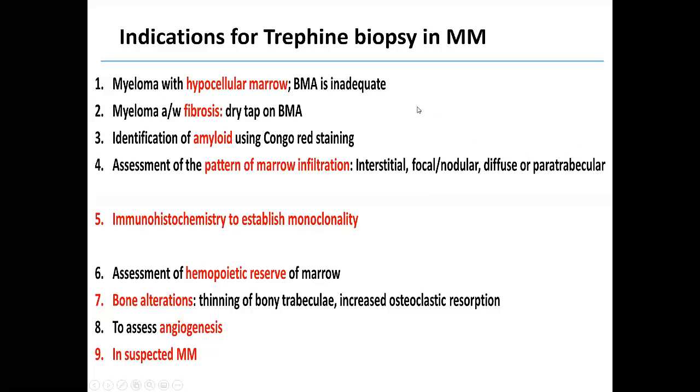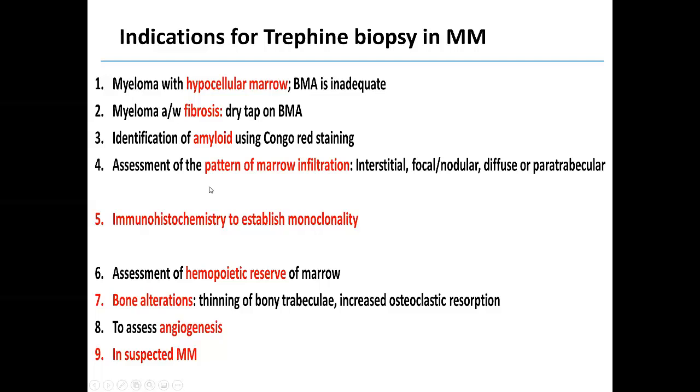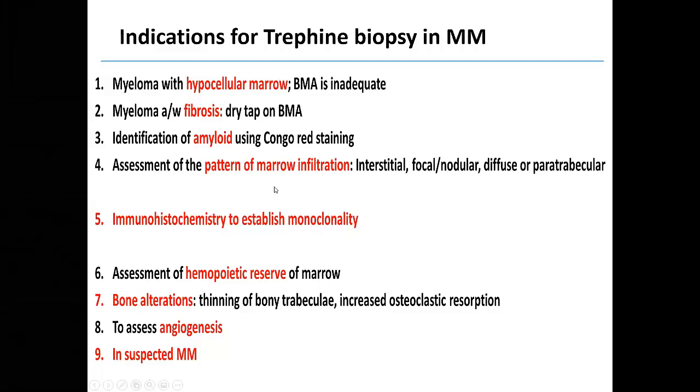Now why should we do a trephine biopsy in multiple myeloma? Whenever the bone marrow aspirate is inadequate. Why is it inadequate? Because there is fibrosis of the marrow or there is amyloid. See, if there is amyloid, the needle hits the amyloid, you don't get anything in the aspirate. And then you want to know that this could be myeloma. If that is so, is it diffuse? Because if it is diffuse, that means the hemopoietic elements are replaced and there will be pancytopenia.